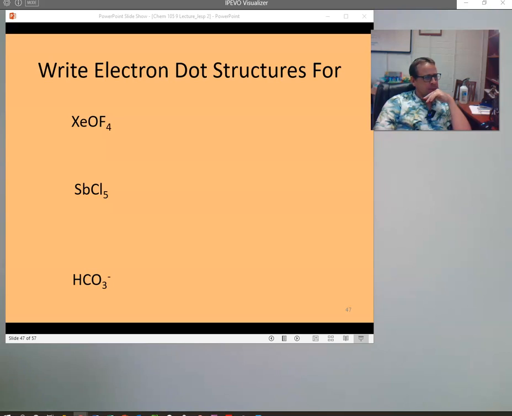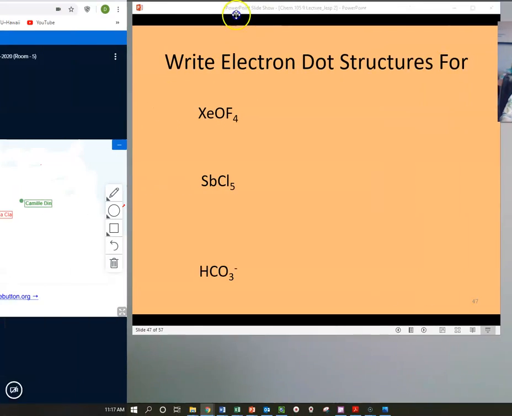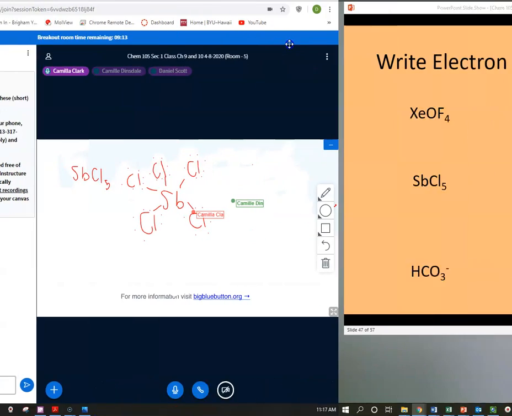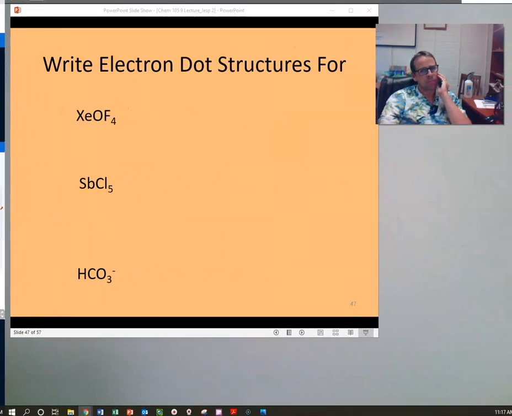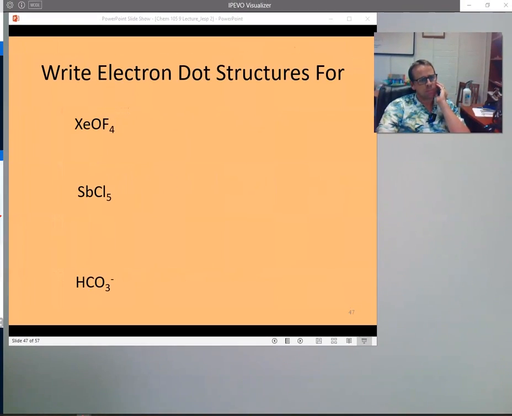So let's count. You only need 5, right? Yeah, that would be good, because after the bonds are taken out, each of the 5 chlorines gets its electrons.